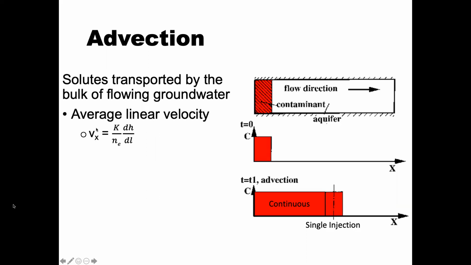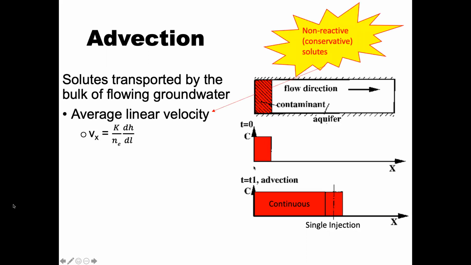And we've talked a lot about that average linear velocity, right? That average linear velocity is just our gradient. It might look different, but it's the change in head over the change in length multiplied by our hydraulic conductivity divided by our effective porosity. And if we do this in the x direction, that's exactly what we're showing.